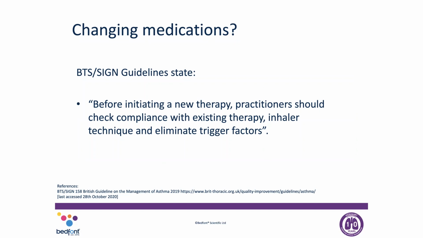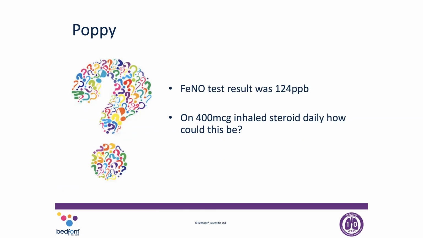The guidelines tell us before initiating a new therapy, we should be checking compliance with existing therapy, inhaler technique, and where possible, eliminating trigger factors. So back to the basics and do that before you do anything else. So Poppy's FeNO was 124, which, given the slide I just showed you saying that if a FeNO is over 50, that means the airways are inflamed. This means Poppy's airways are really inflamed. She's 17, she's quite a slight girl, but she's taking 400 micrograms of inhaled steroid every day. So what's going wrong? Where's the problem?